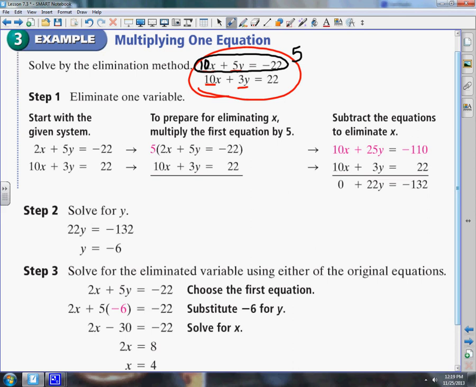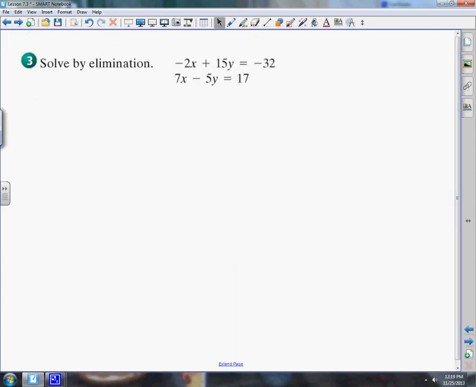So they already did this. They multiplied this whole equation by 5, so then they got 10x plus 25y equals negative 110. And then you're going to subtract the bottom equation. So you're minusing the entire bottom equation. So then 25y minus 3y is 22y, and negative 110 minus 22 is negative 132. And then you can find your answers. So let's try this on example 3.